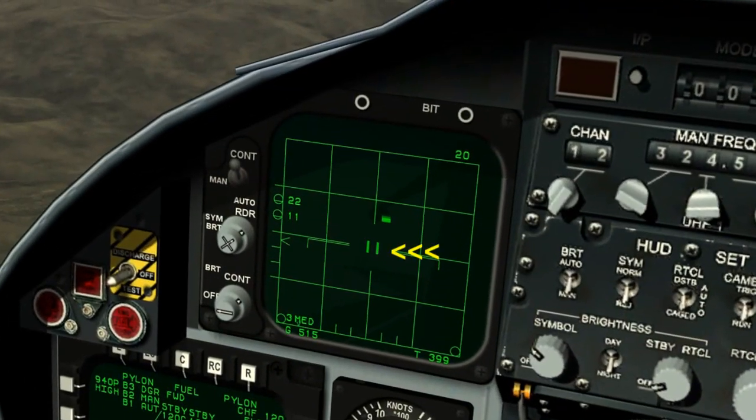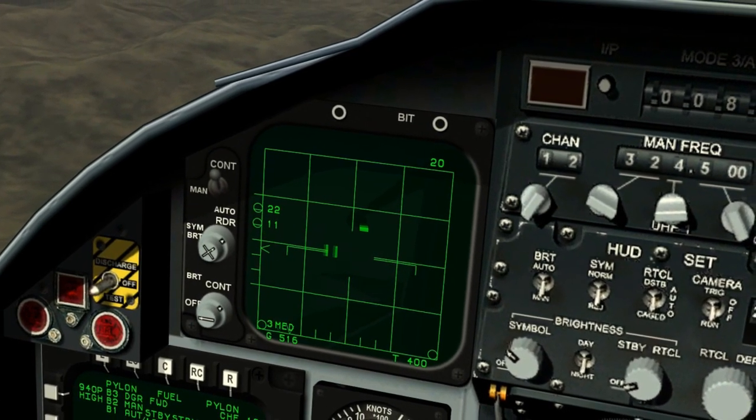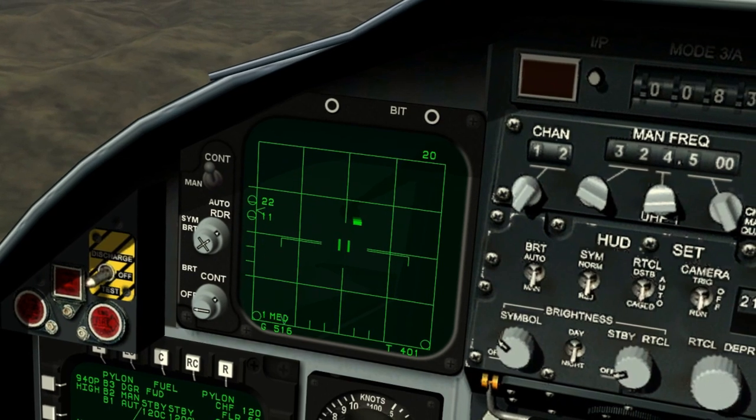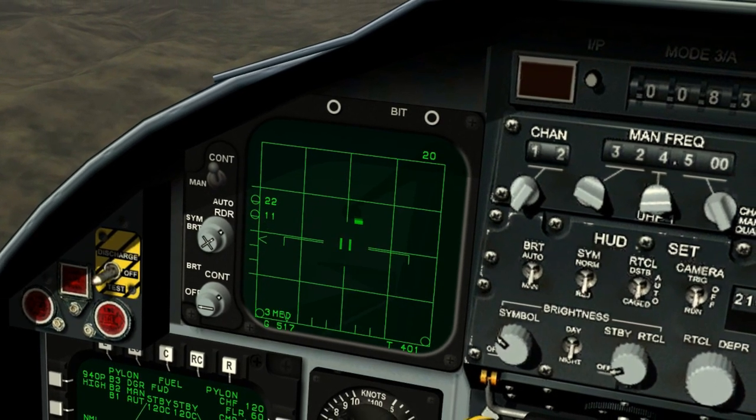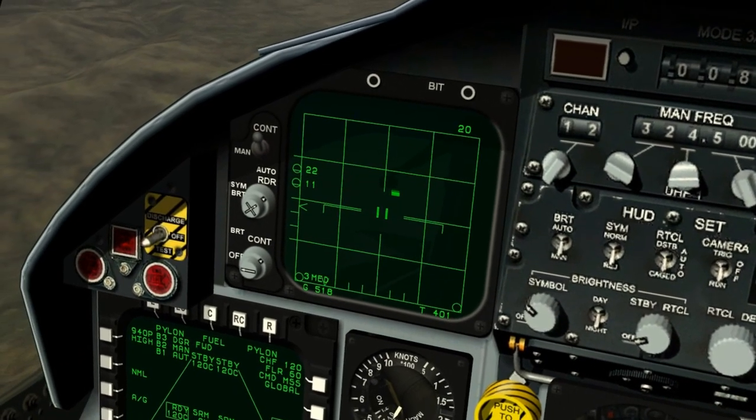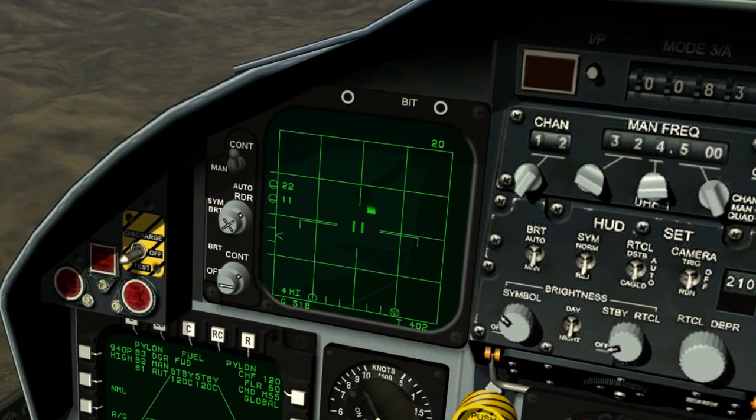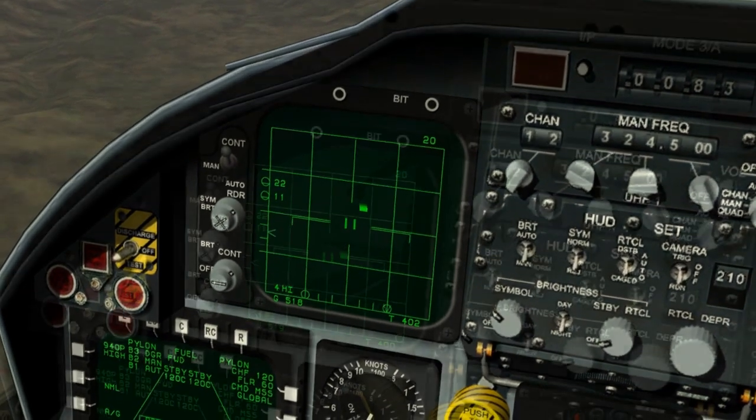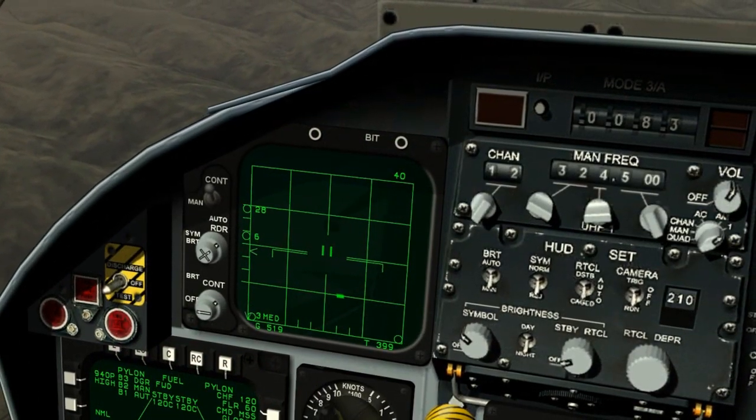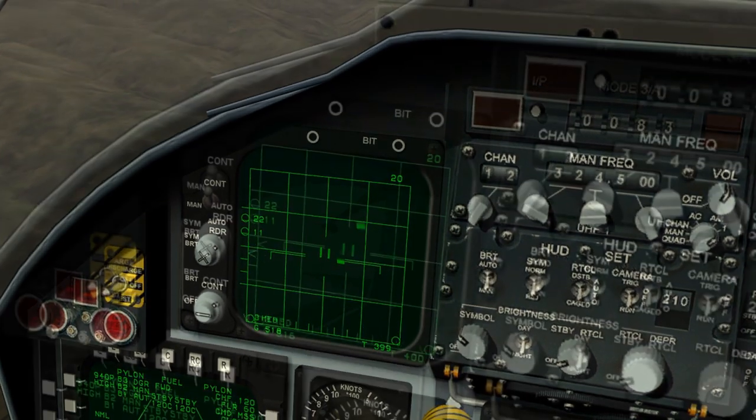In the center we have our target designator, represented by those two lines. You can slew these back and forth and up and down. This is what you use to designate your target. In the upper right you have the range, which is the range from your aircraft's nose to the top of the scope. Currently this is 20 miles.